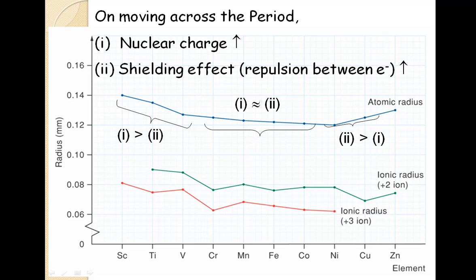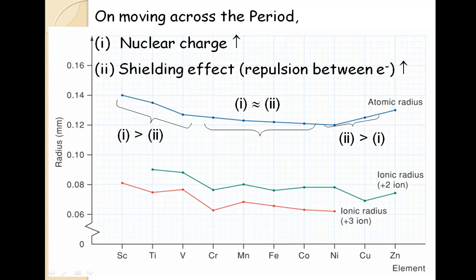Basically, increase in nuclear charge is responsible for decrease in atomic size, whereas increase in shielding effect is responsible for increase in atomic size. So here the two factors almost cancel each other. So there is a slow decrease in the atomic size in this region.